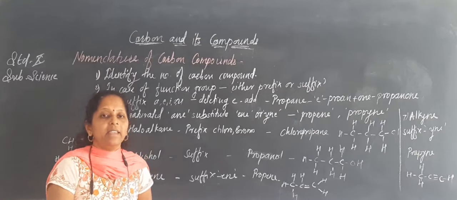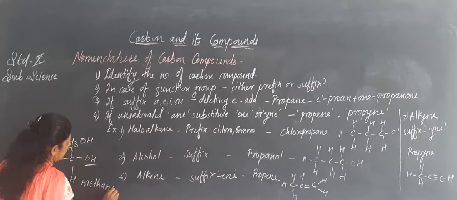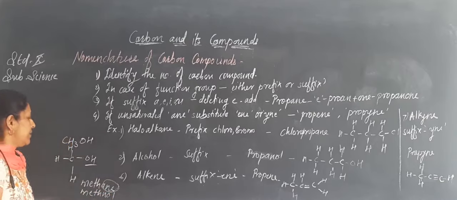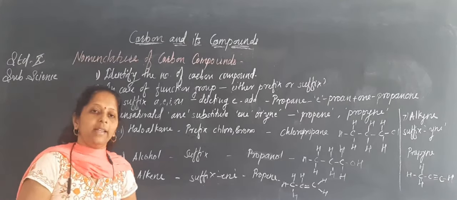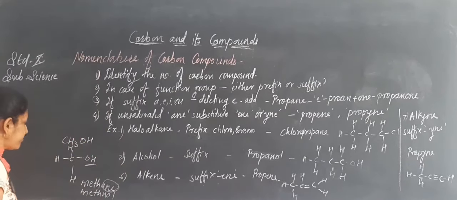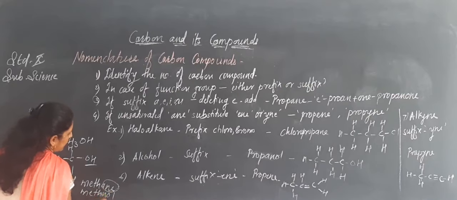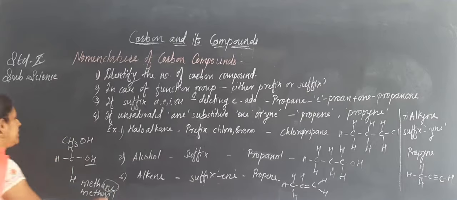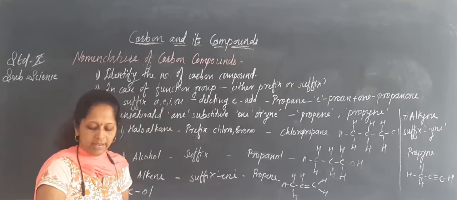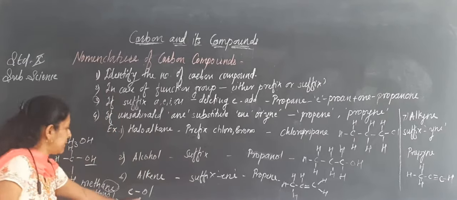So the E of methane is replaced by OL, and we write methanol. Like that, ethane gives ethanol, and propane gives propanol. Here we use OL as a suffix. Suffix means lastly we add it. So the E is replaced by OL.